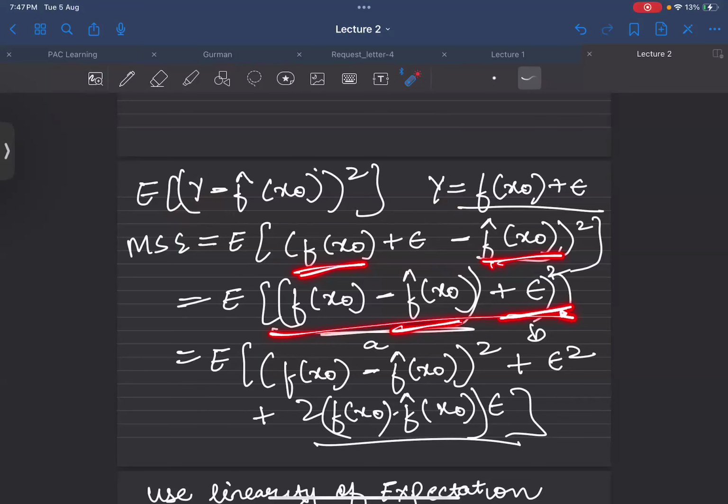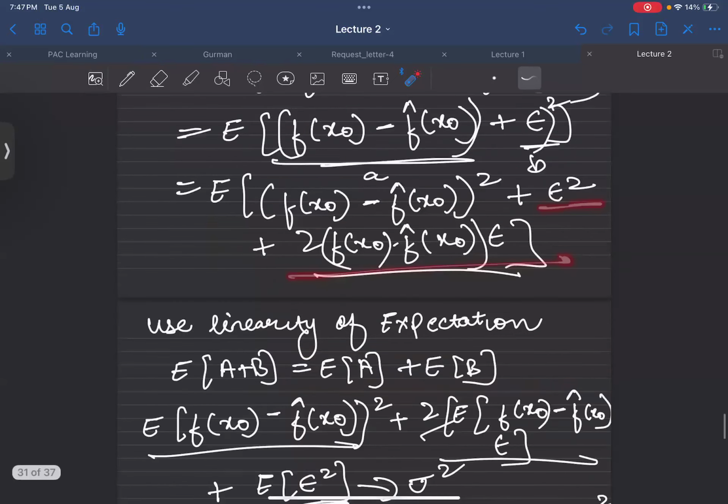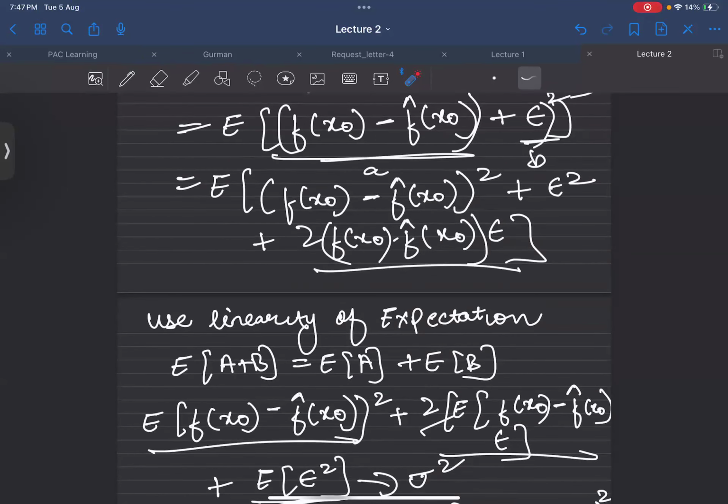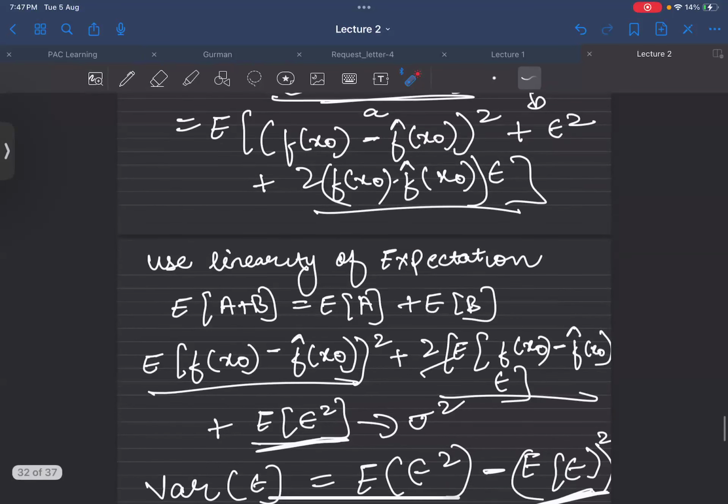(a + b) square is a square plus b square plus 2ab. Linearity of expectation, what is that? When we are writing expectation of A plus B, then we can write it as expectation of A plus expectation of B.